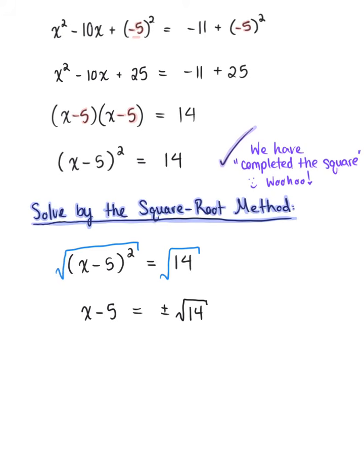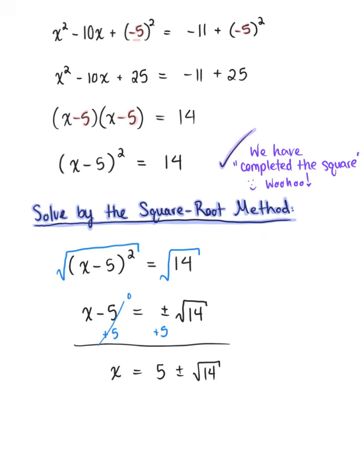Now there are no perfect squares that live within the factors of 14, so that is as simplified as that radical can be. Now, to solve for x, we are going to isolate it by adding 5 to both sides of this expression. And we can see that minus 5 plus 5 cancels itself out to 0, leaving us with x is equal to 5 plus or minus the square root of 14.